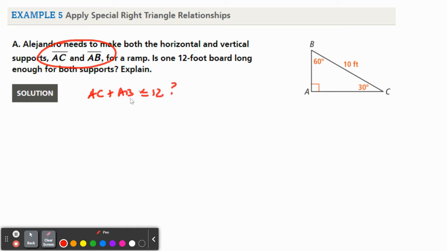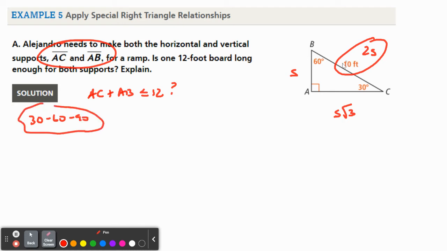Because if so, then we have enough board. Well, we need to take a look at this as a 30, 60, 90 triangle, right? In this 30, 60, 90, AB is the short leg, BC is the hypotenuse, and the long leg is s square root of 3. So notice here that you are given the hypotenuse. It's equal to 10. And again, let me just emphasize that this is a 30, 60, 90.